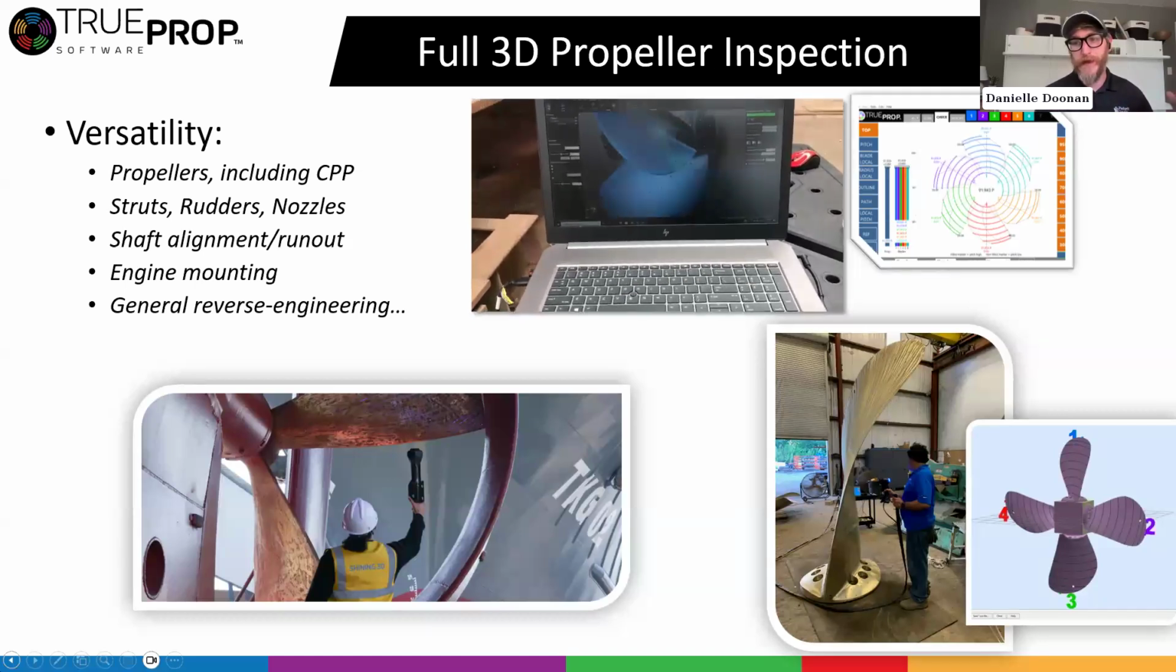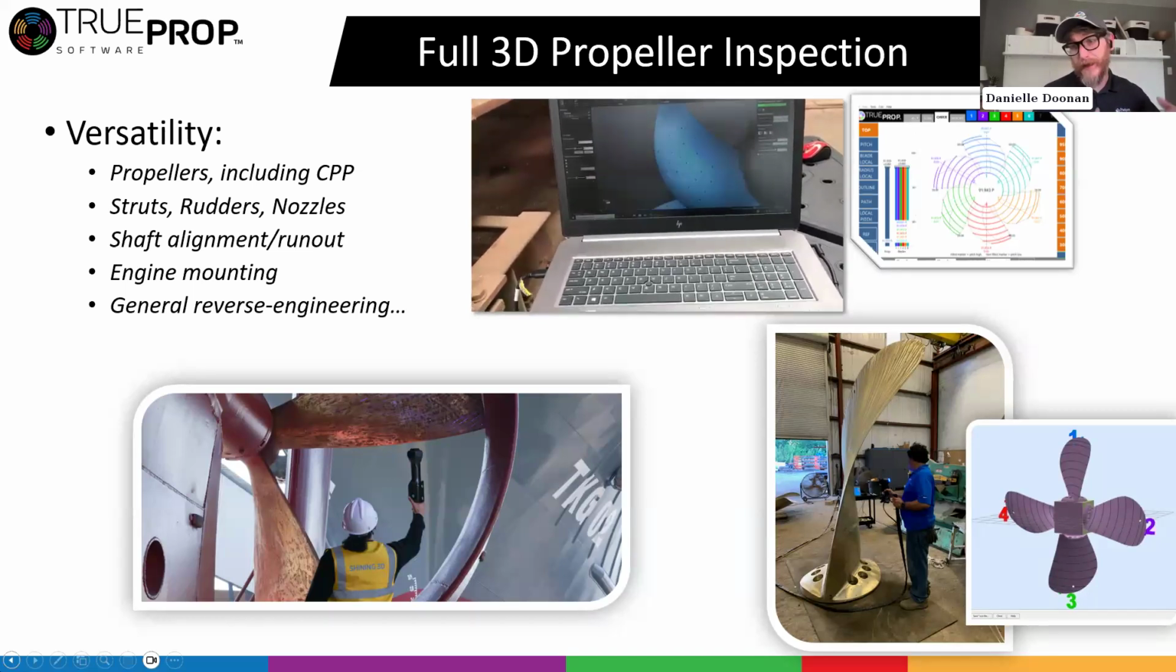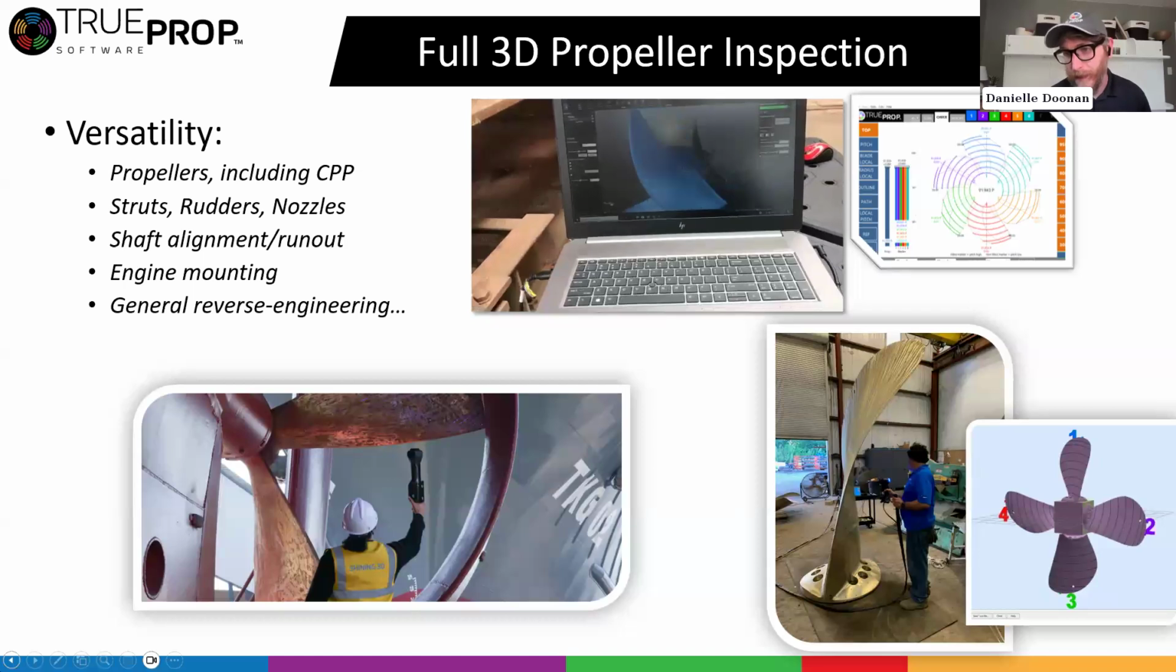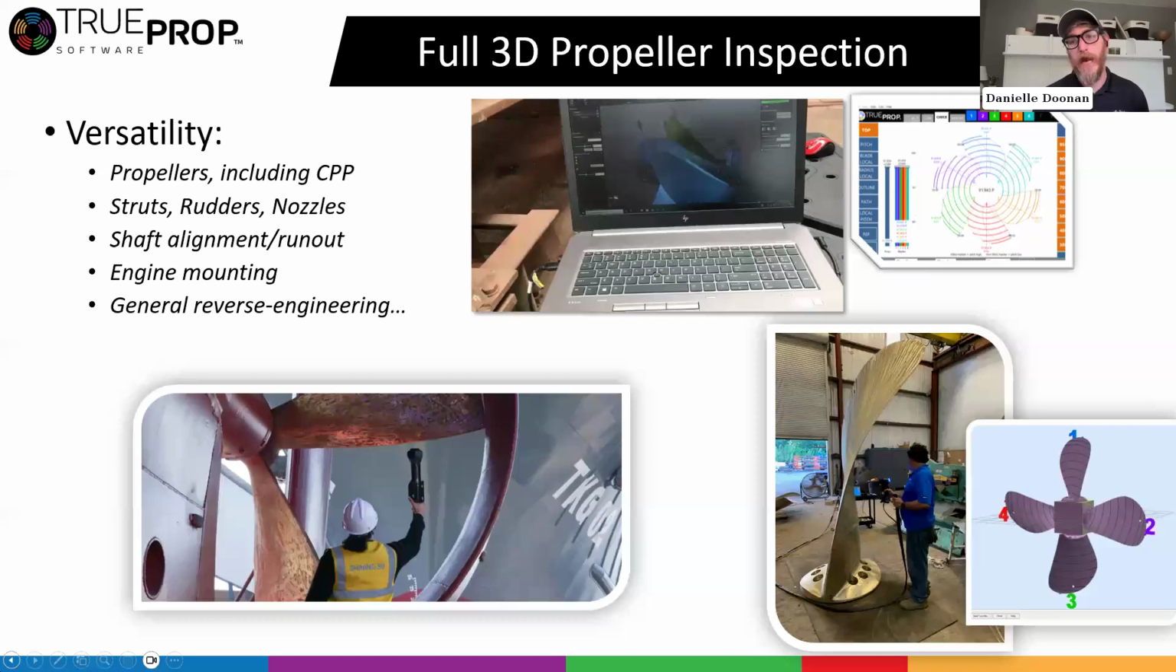Again, there's boat builders using this to scan hulls, and yacht builders using it to design interiors and set up engine compartments and so on. It's phenomenal for capturing struts and rudders, and it can check shaft alignment and straightness as well. So there's really a lot of advantages here beyond propellers.